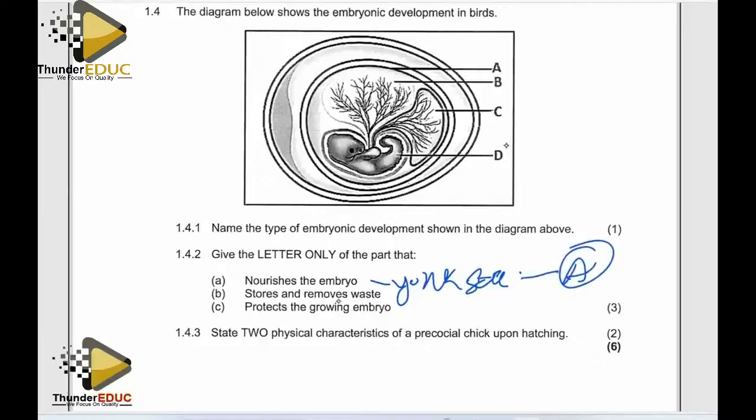And then stores and removes wastes. What stores and removes wastes is the allantois. So I will say allantois.